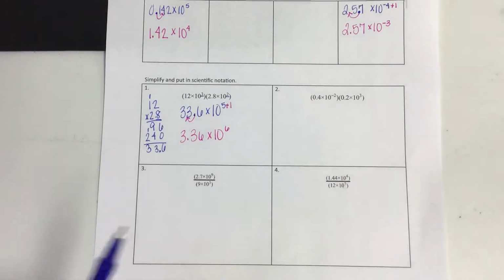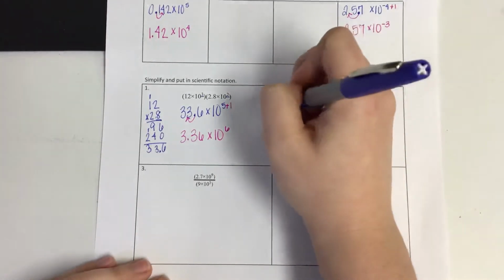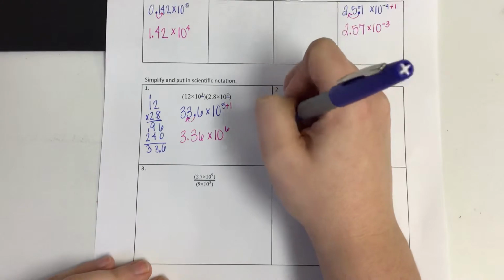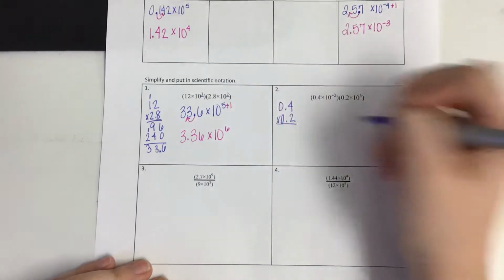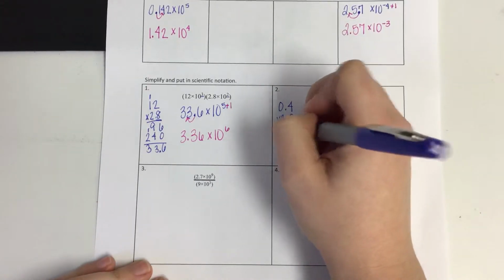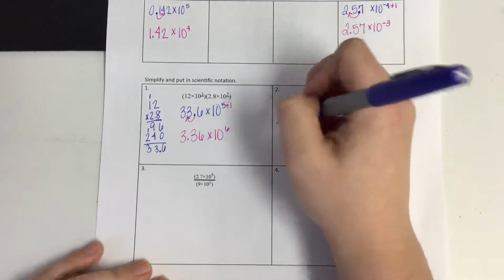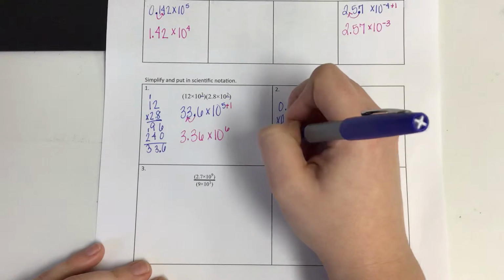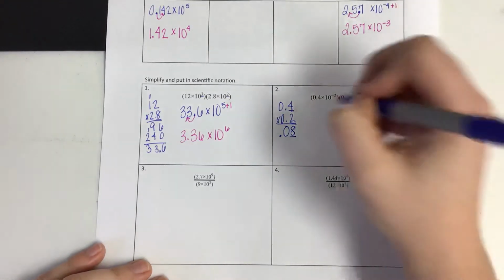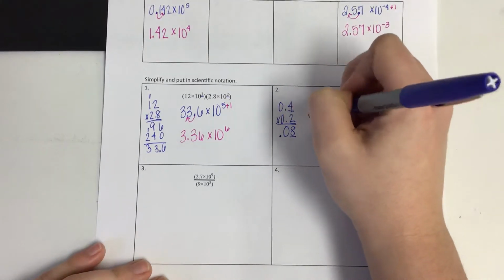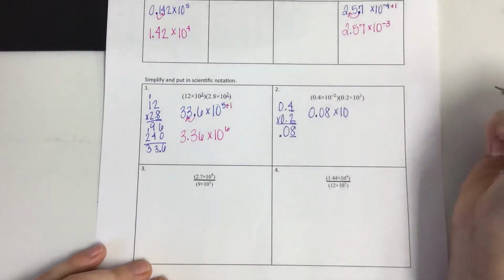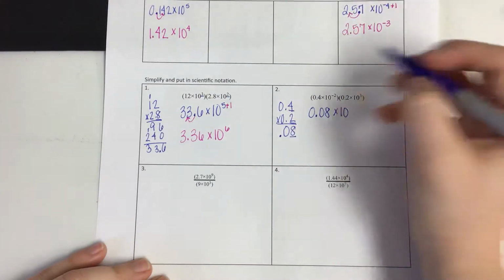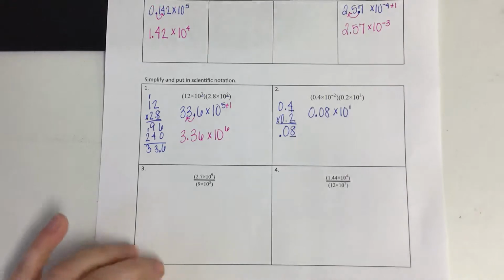Number 2, just like before, we need to multiply our two just regular numbers first. So 0.4 times 0.2. 2 times 4 is 8. That's the only thing we multiply. But we notice we have two numbers behind our decimal, and I only have one here. So I need to add a 0 and a decimal place. So far I have 0.08 times 10. We add our exponents. -2 plus 3 is 1.